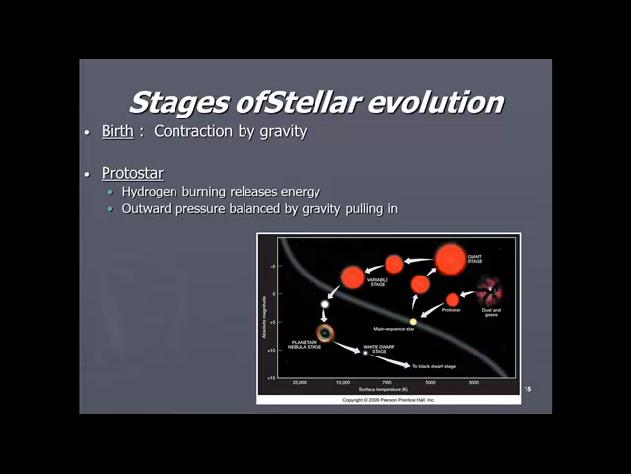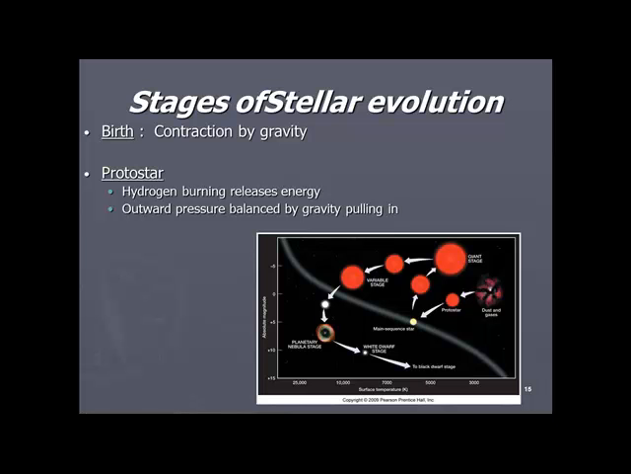So that contraction by the gravity, that's the first stage in a star's life. So appropriately, it's called the birth. Next, the stars start to burn and release energy, causing that expansion. And there ends up becoming this balance between the gravity that's pulling in and the energy that's expanding outwards. When this stage exists, we call it a protostar.